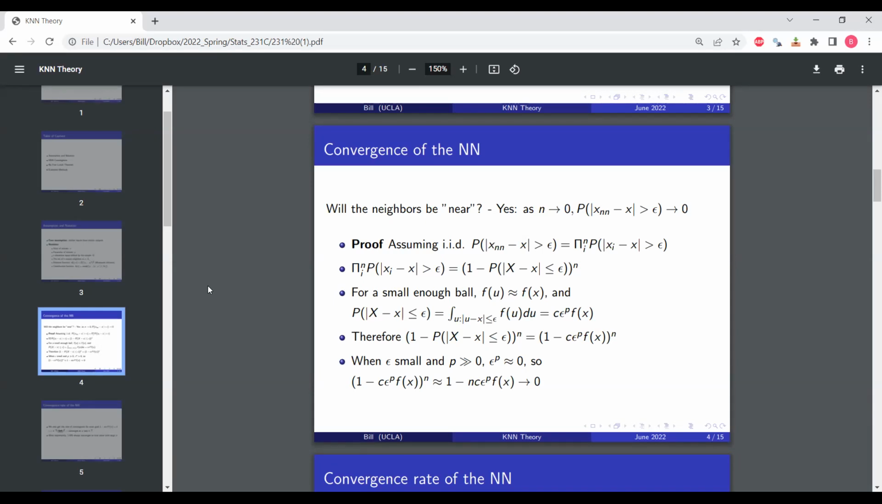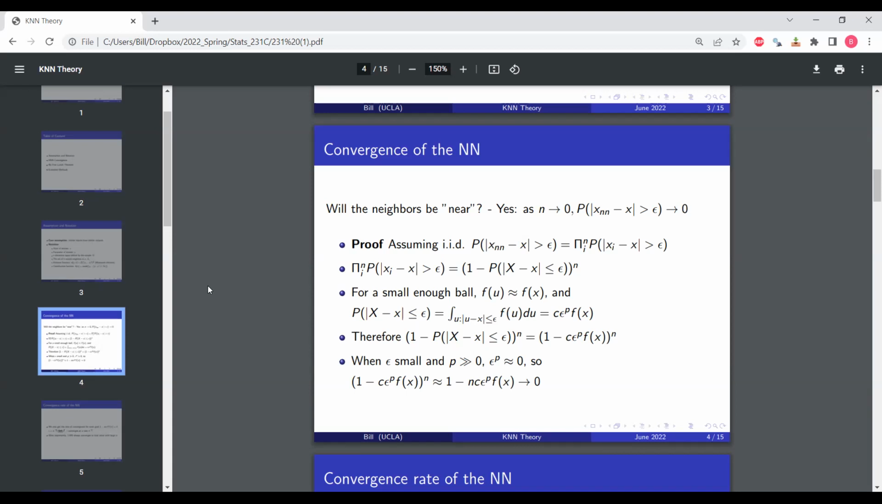For example, for 2D, it would be 2 or 2 pi. For 3D, it would be 4 over 3 times pi, etc. We're not really interested in the value of C here. So we can reassign the previous probability with this value, and we can see that when p is very large, epsilon to the power of p approaches 0 as epsilon approaches 0.